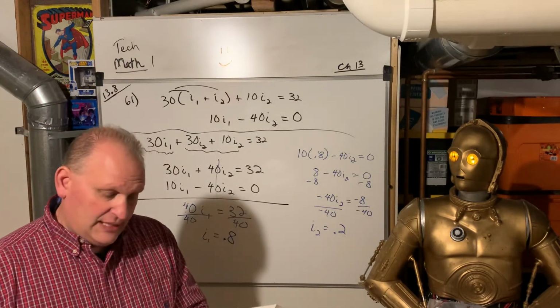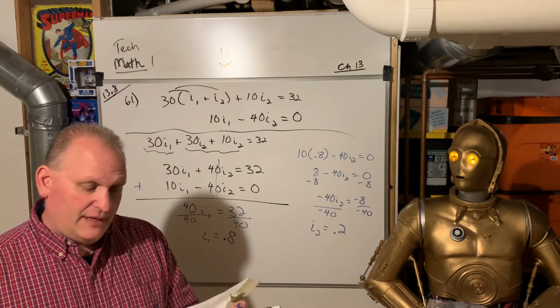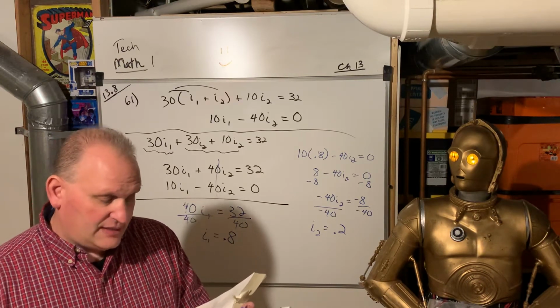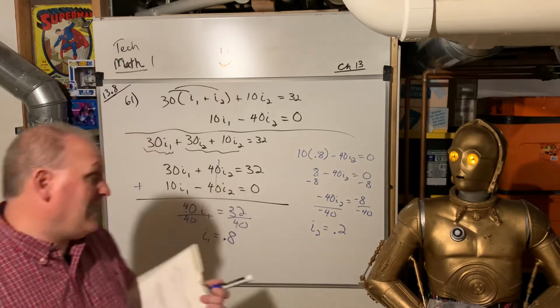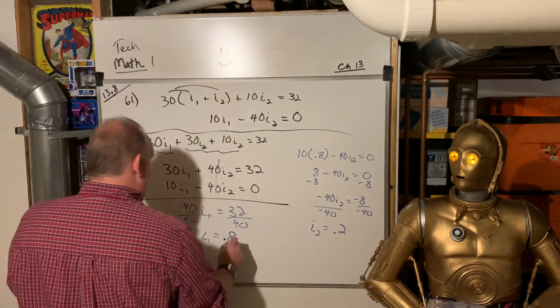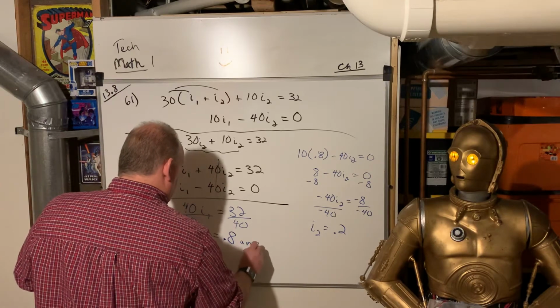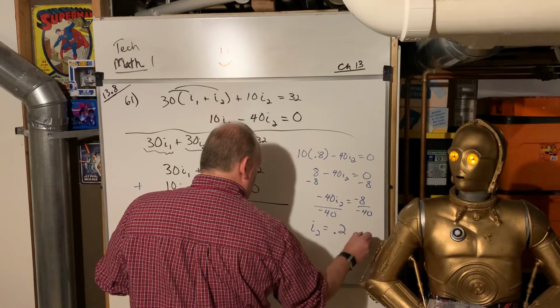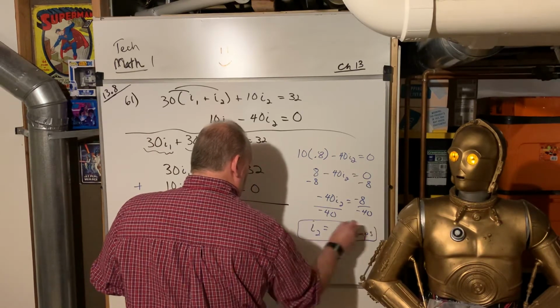So I don't know if there's any electricians in the crowd, if that always has to be 1 or something, or if it was just coincidence that it happened to be 1. But that's how it works out. So 0.8 amps for I sub 1 and 0.2 amps for I sub 2.